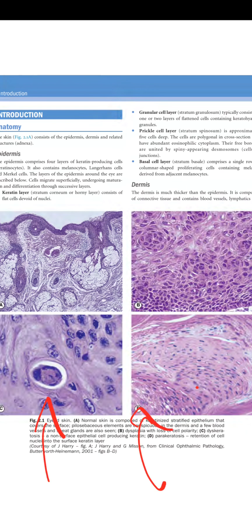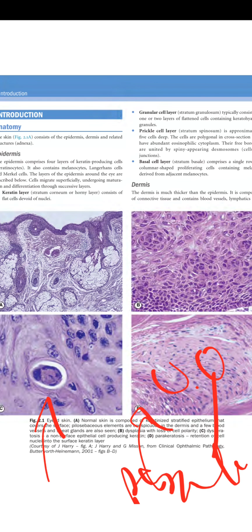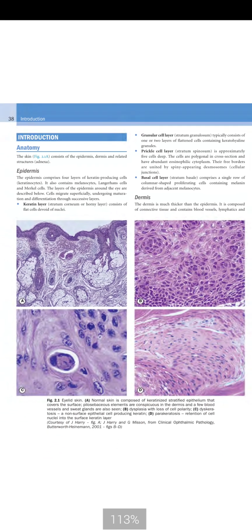So what kind of pathology is it? Normally the keratin layer does not contain nuclei. So when it contains nuclei, it is known as parakeratosis. And dyskeratosis means that keratin is present in the other layers of the epidermis, which usually do not have a keratin layer. So when keratin is present in those other layers, it is known as dyskeratosis.